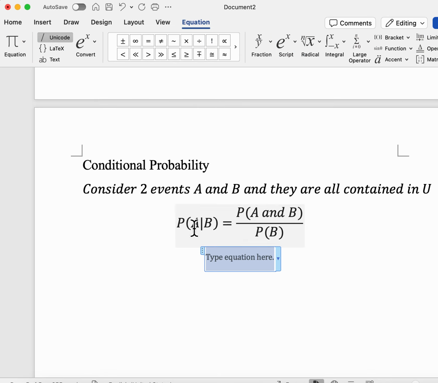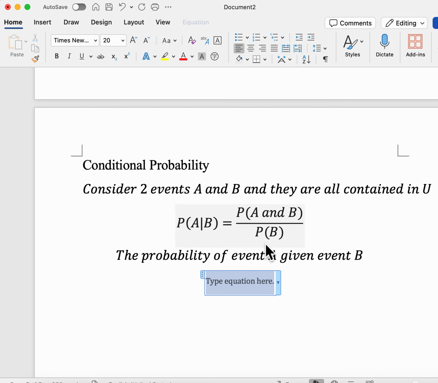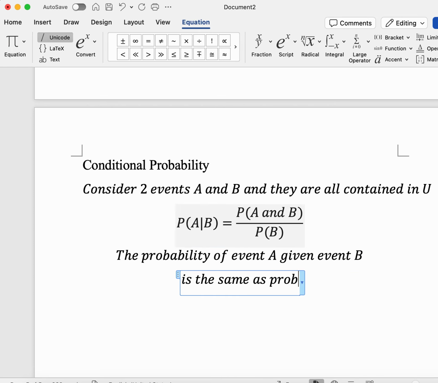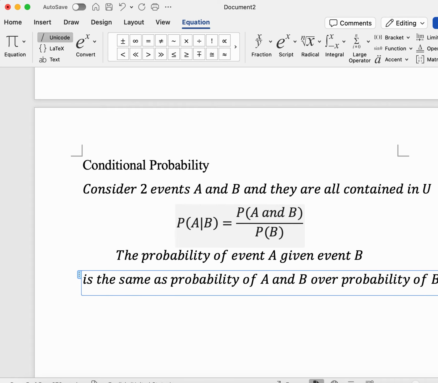Okay, yeah, this is some really strange notation, especially with this vertical bar over here. And I already tried my best to go and use the 'and' instead of the intersect notation just to make it more concrete and relatable. But this reads as the probability of event A given event B is the same as probability of A and B over probability of B.